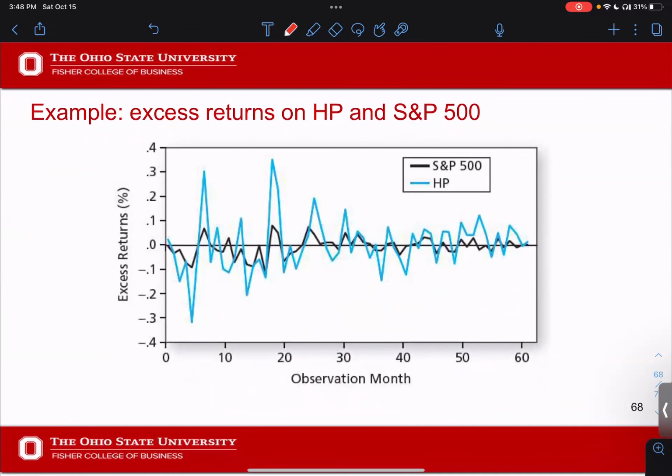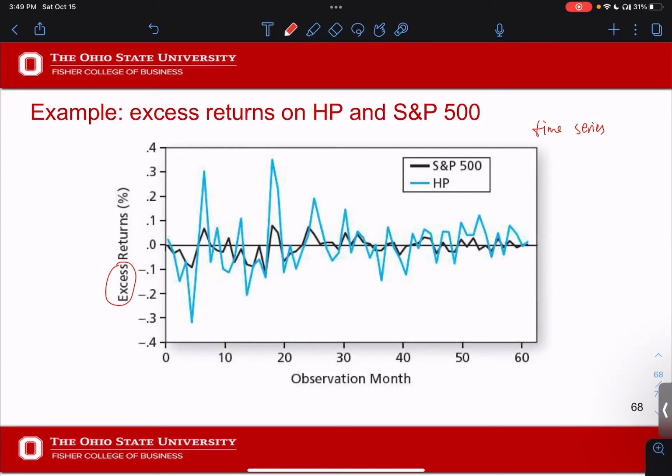Then let's see an example here in the slide, and later on I will tell you an example about using the real Excel. Here, it's a time series plot of S&P 500 excess return, meaning it's minus the risk-free rate, and the HP excess return. So by plotting the time series, you can see how volatile the return is, or how volatile the stock is.